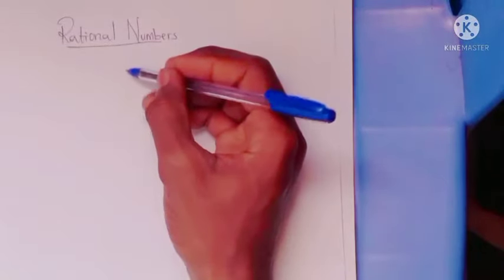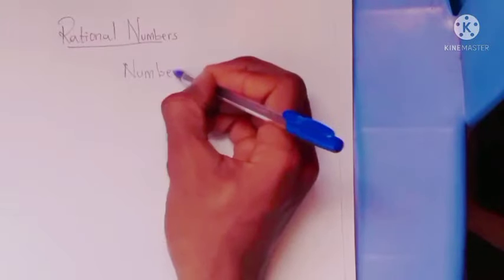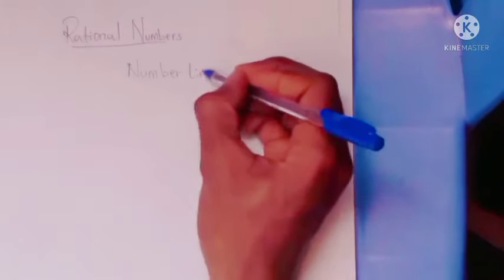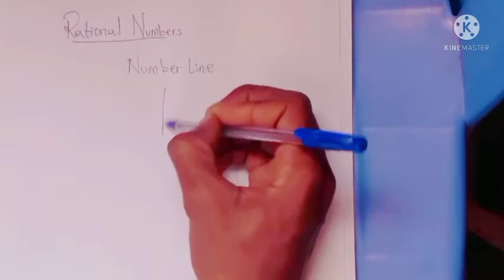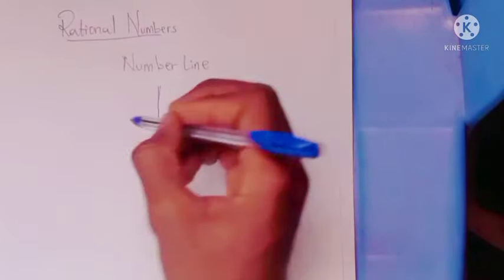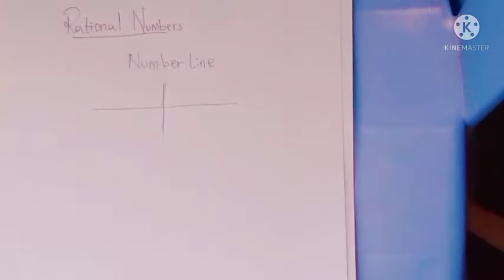We are going to write this right now, number line, so that we can be aware that we are talking about number line. So now we're going to draw this. So in number line, how do you go about this?